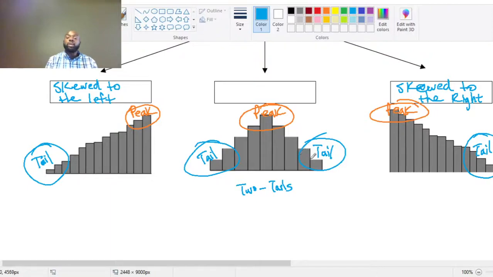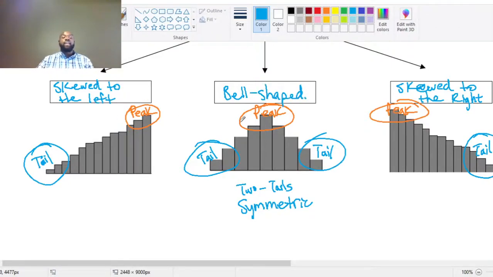And this one has two tails, and they're on the ends, and the peak is in the middle. It has two tails, but it's symmetric. It's neither skewed to the left nor skewed to the right. It is symmetric; that's a description for it. But we call this one bell-shaped. And so we can have a unimodal distribution that's skewed to the left, skewed to the right, or symmetric or bell-shaped. These are some terms that we'll get used to when we're describing graphs of quantitative data.